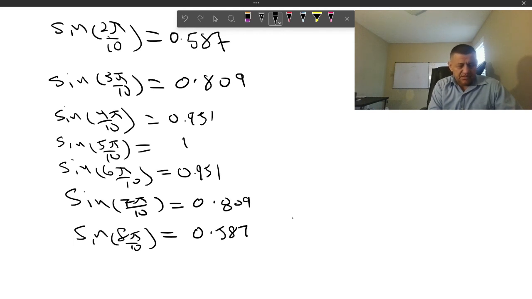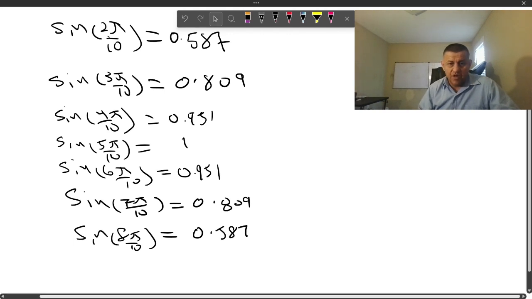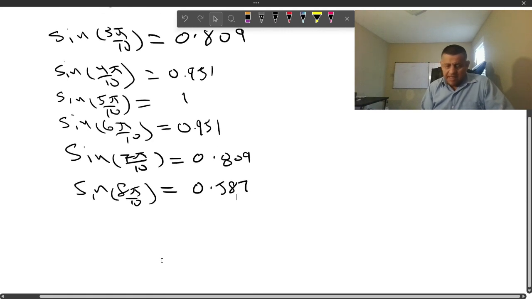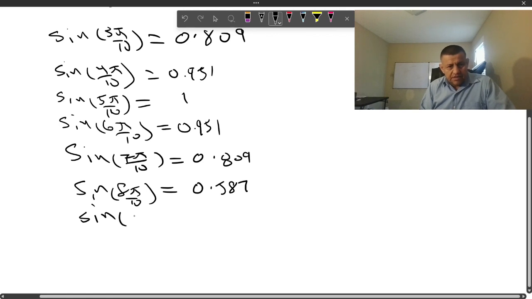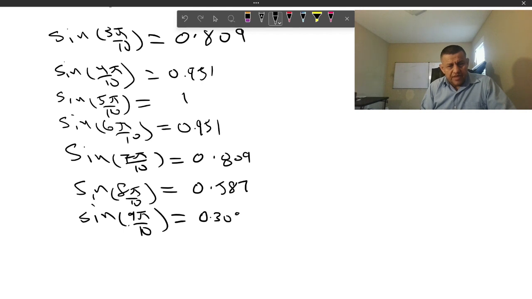Then of course, 9, let's do this real quick. So 9 pi over 10, right? That is going to be equal to back to the other side of that graph, right? So basically we're oscillating. That's what we're doing here. And that makes sense because that's what electricity does. So 9 pi over 10 is equal to 0.309 back again.